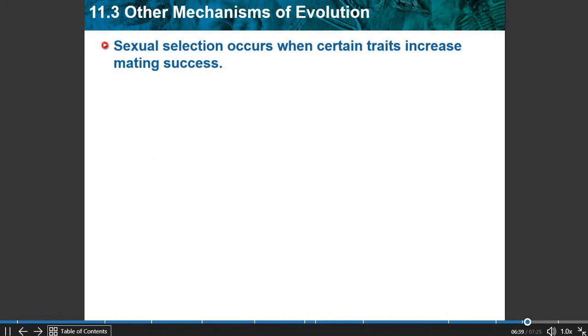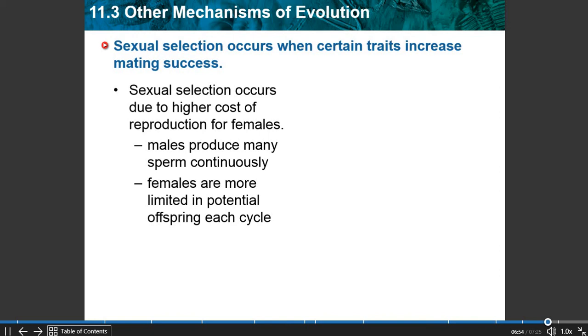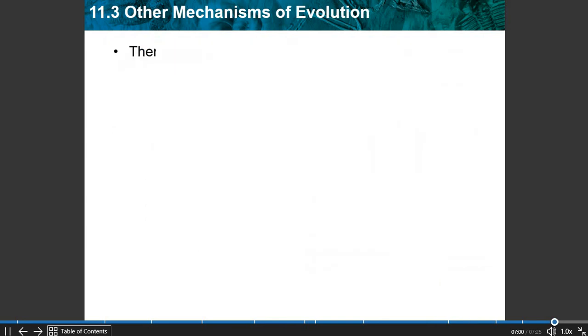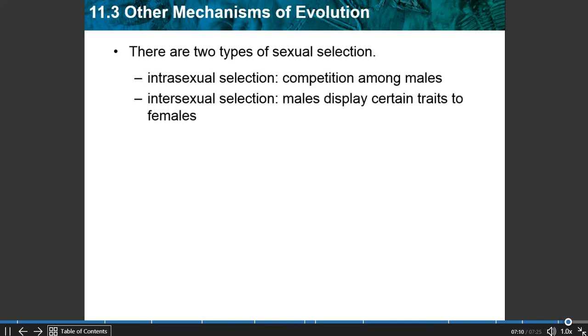Sexual selection occurs when certain traits increase mating success. Sexual selection occurs due to the higher cost of reproduction for females. Males produce many sperm continuously. Females are more limited in potential offspring each cycle. There are two types of sexual selection: intrasexual selection, which is competition among males, and intersexual selection, where males display certain traits to the females.